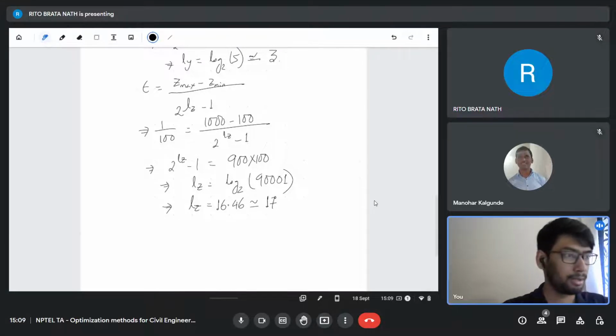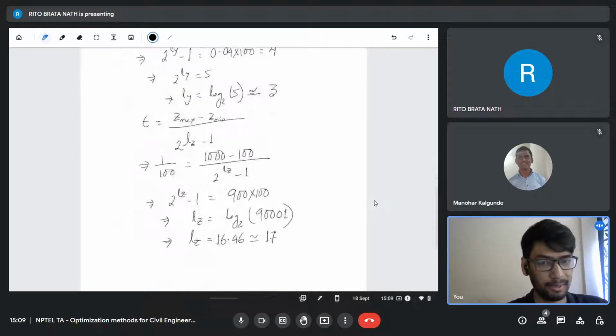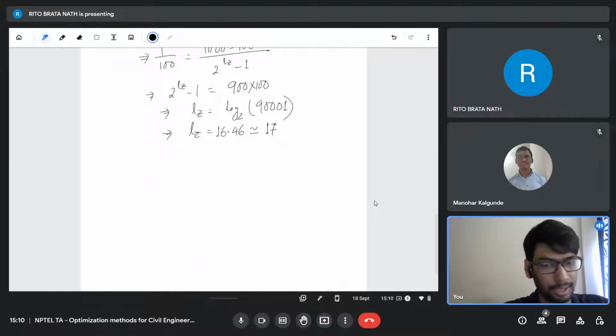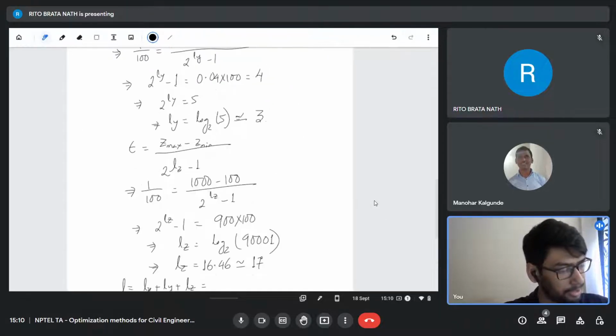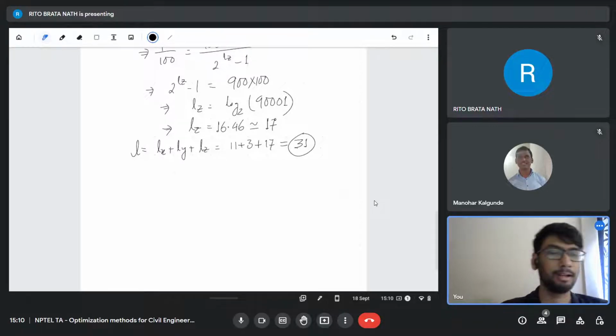So hope I have done it correctly. If not, you can tell me whether I have made a mistake or not. So hopefully you have understood, and the calculations should be right as well. Finally, the final length of the string is L equals Lx plus Ly plus Lz. So that will be 11 plus 3 plus 17, which is probably 31. This will be your final answer, and you will be asked a similar question in your assignment problem as well.